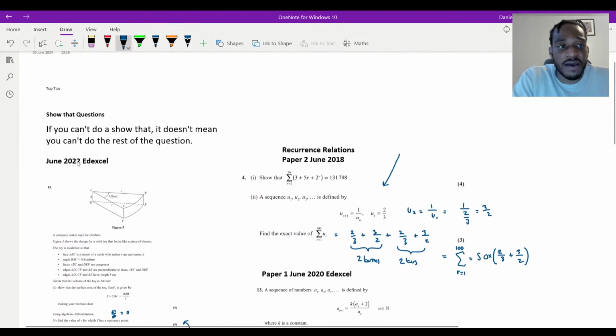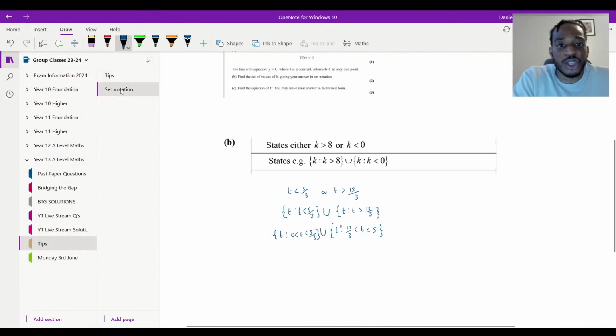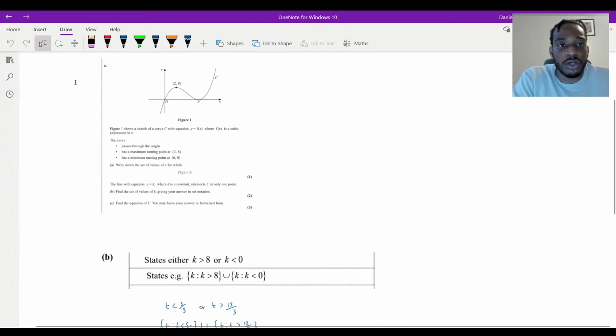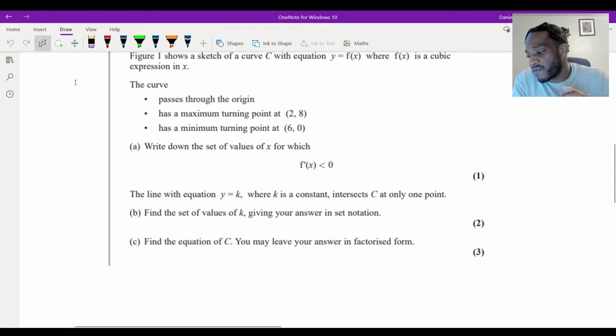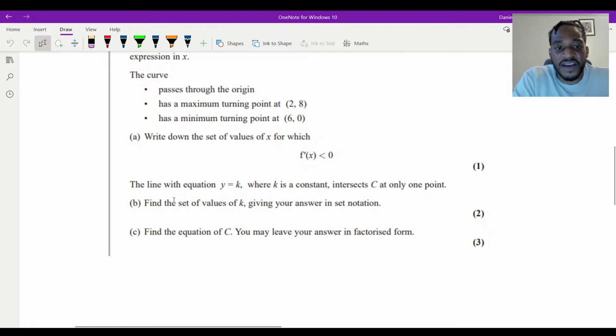Yeah, that's pretty much it. Set notation as well, actually, that can come up too. So this one here, I'll just show you. Set notation trips up a lot of us, but this one here, for part B, says find the set of values of k.